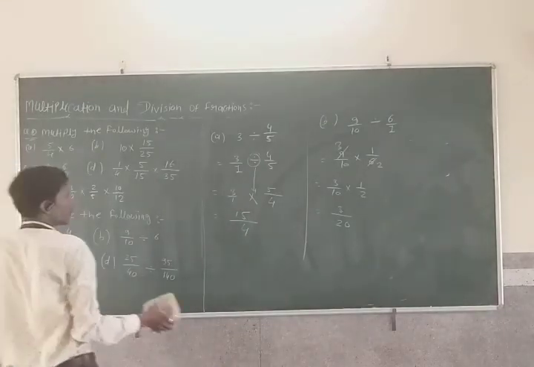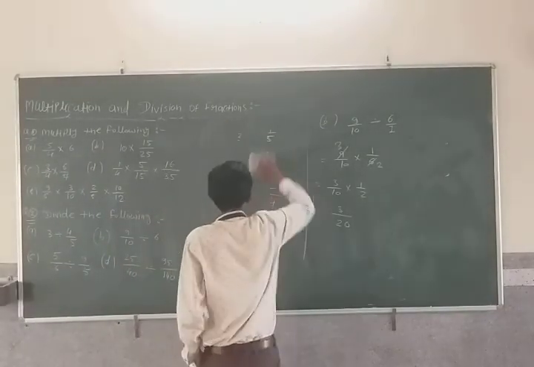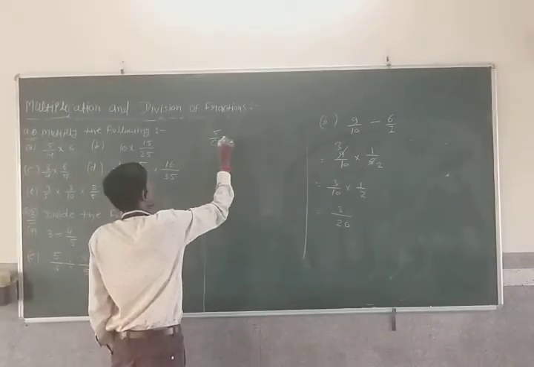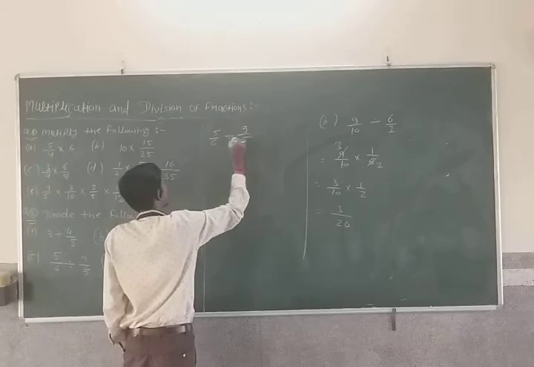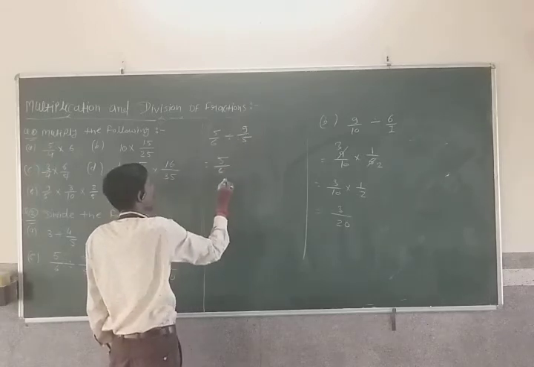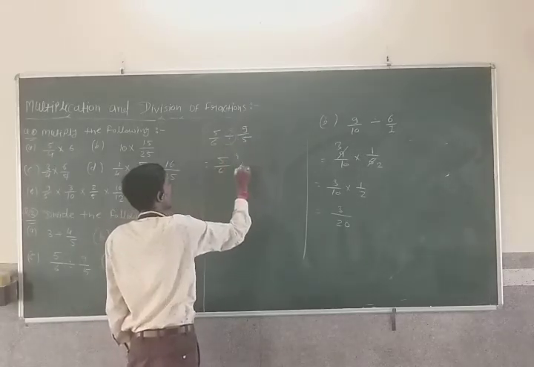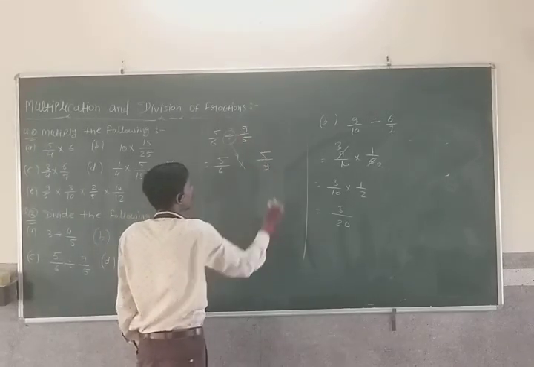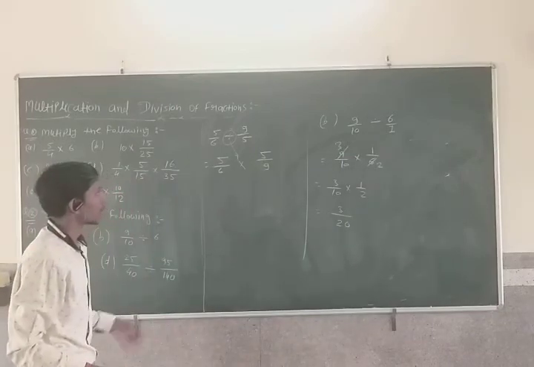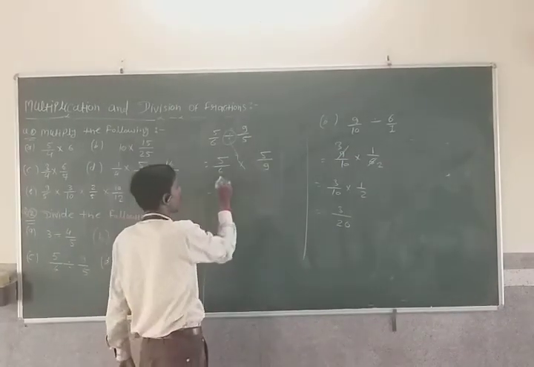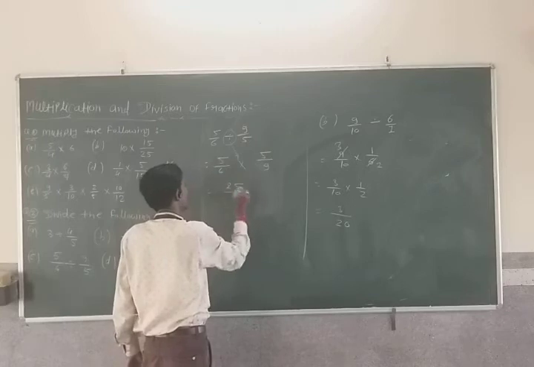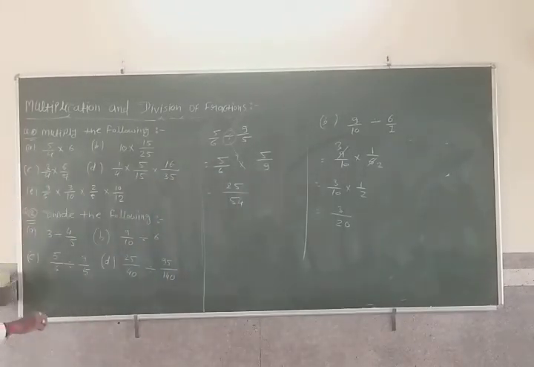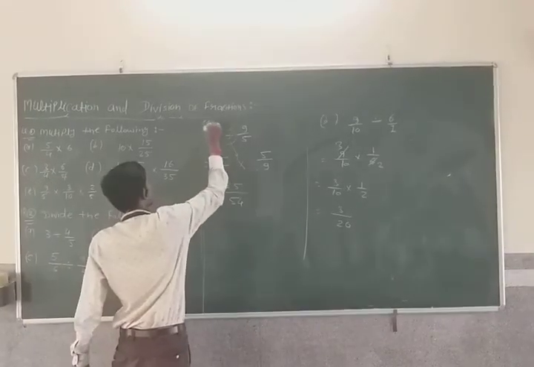Similarly now, in question number C, two fractions are given. 5 upon 6 divided by 9 upon 5. So I will write 5 upon 6, in the place of divide I will write multiply, and this 9 upon 5 now I will write as 5 upon 9. Now again we cannot simplify. 5 5s are 25, 6 9s are 54. That will be your answer. Okay, this is our question number C.